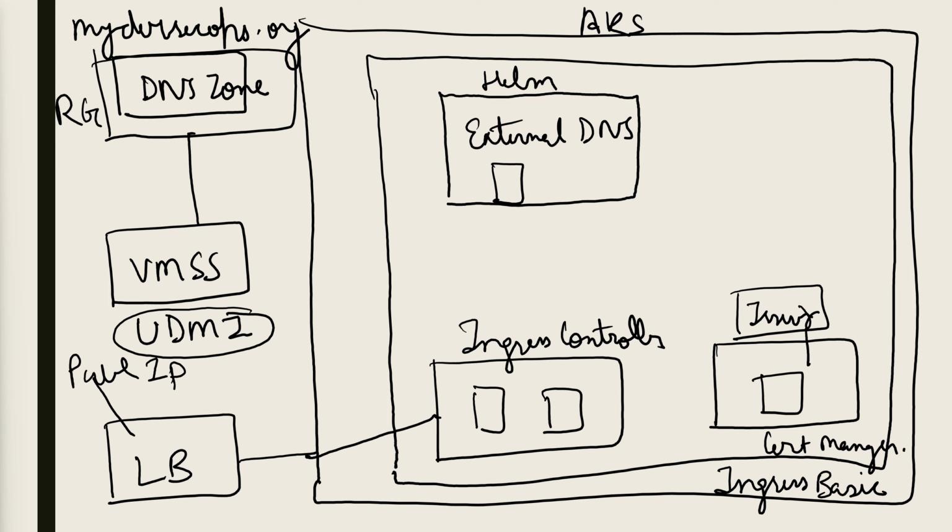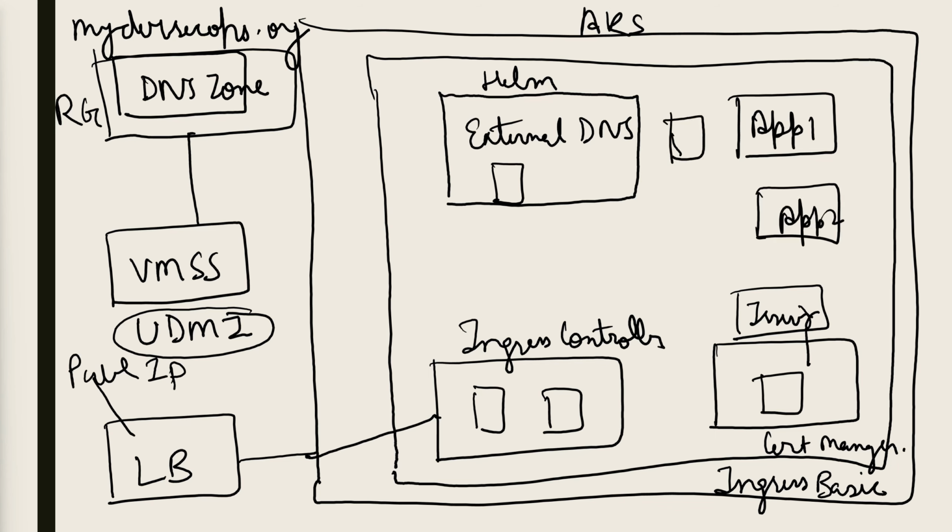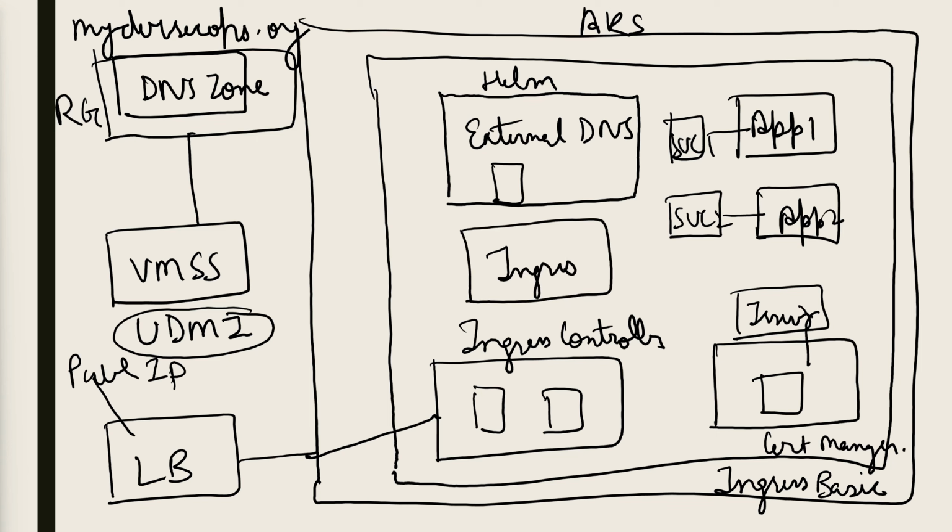Now we are almost ready with the prerequisites. So then we have to create two applications, application 1 and application 2, along with their service, service 1, service 2. These are the cluster IP service, so that these applications are exposed internally. And finally, we'll create the ingress routing, which is host-based routing for both the applications.